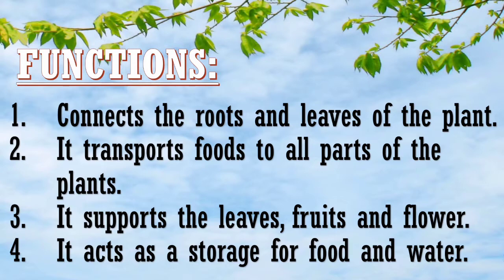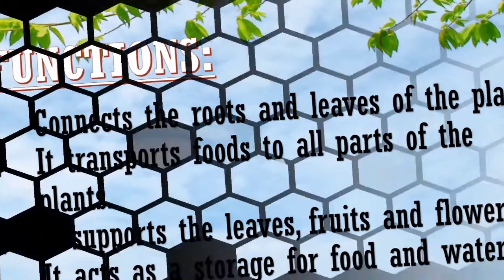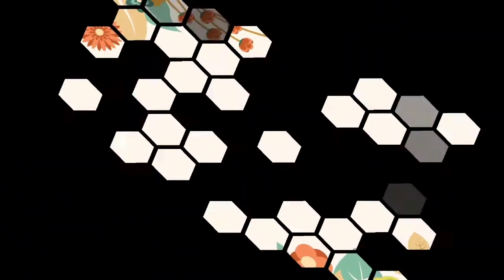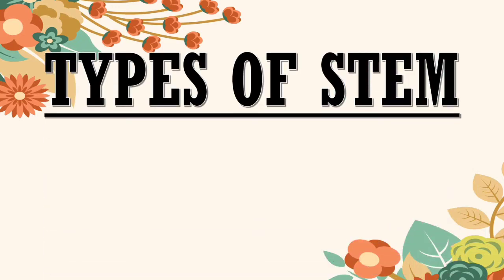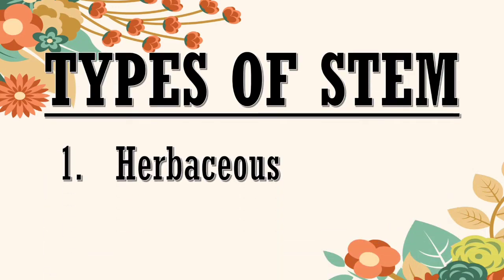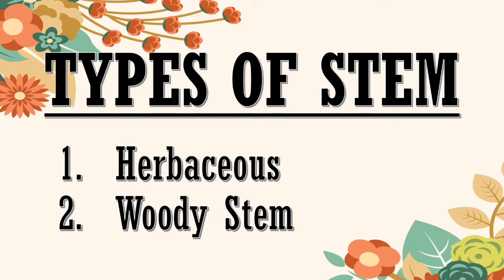So those are the functions of the stem. Okay po? Generally, there are two types of stems. Number one is the herbaceous and number two is the woody stem. Again, what are the two types of stem? That is the herbaceous and the woody stem.